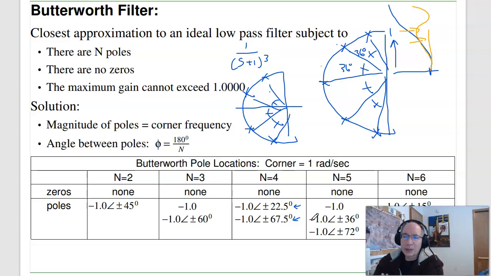The nice thing about them is I don't need Wikipedia. I don't need a table. You can calculate them pretty easy.